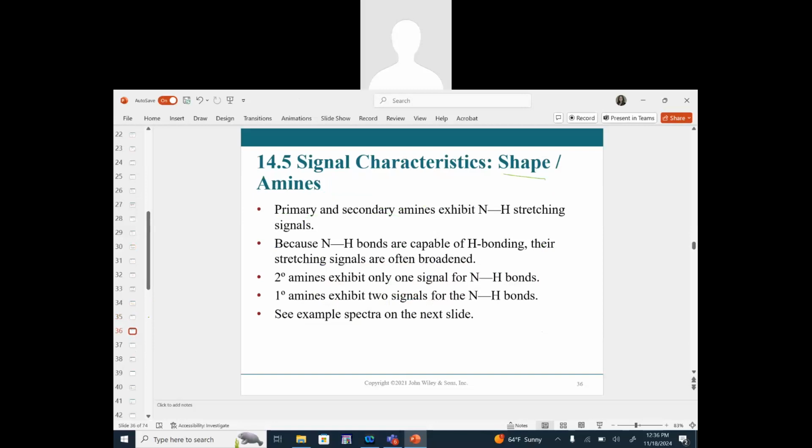So when we talk about shape, we can also reference amines. We're going to see some characteristic patterns of both primary and secondary amines. These will both exhibit an NH stretch signal. Again, these NH bonds are also capable of hydrogen bonding, so we can see broadening of signals. More specifically, for secondary amines we're only going to have one signal, whereas for primary amines we're going to see two signals. So let's take a look at why in the spectra shown on the next slide here.